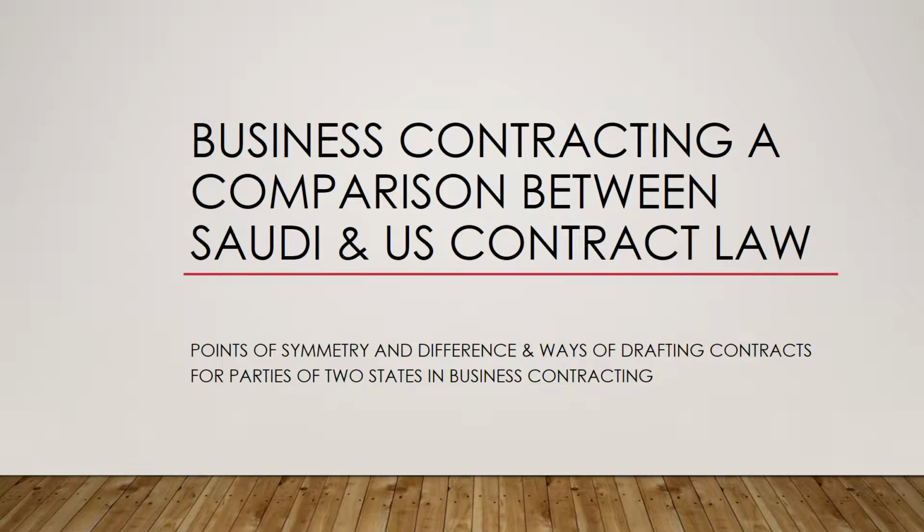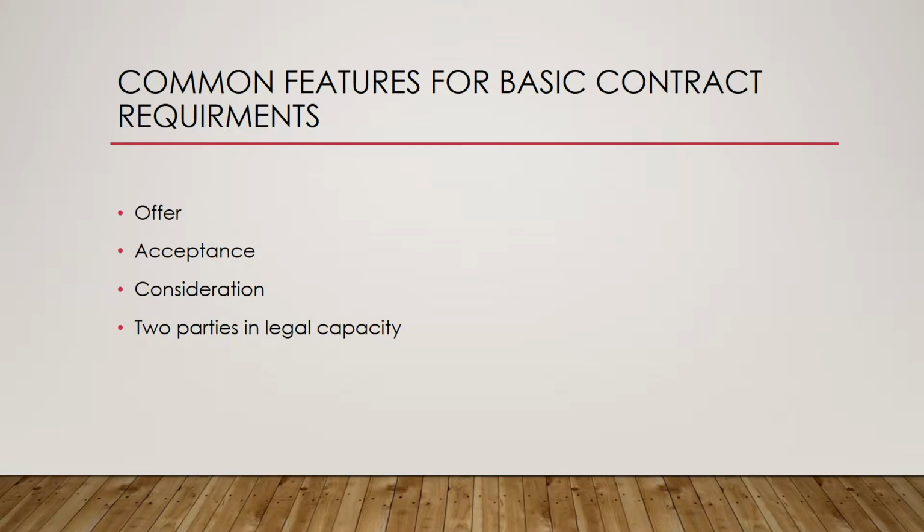Today I'm going to talk about business contracting, a comparison between Saudi and US contract law, points of symmetry and difference, and ways of drafting contracts for parties of two states in business contracting. The common features for basic contract requirements, usually, are apparently offer, acceptance, consideration, and the capacity of two parties, or the legal capacity of the two parties of the contract.